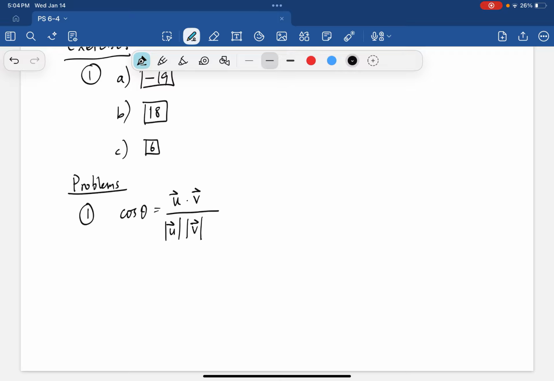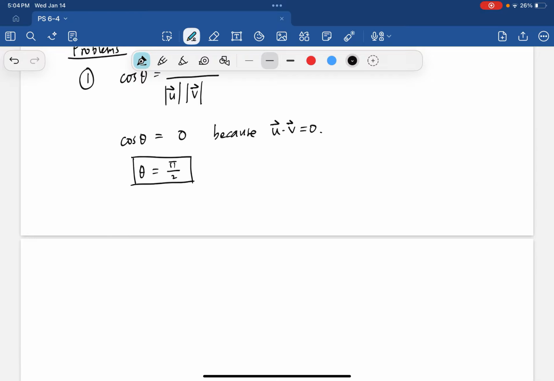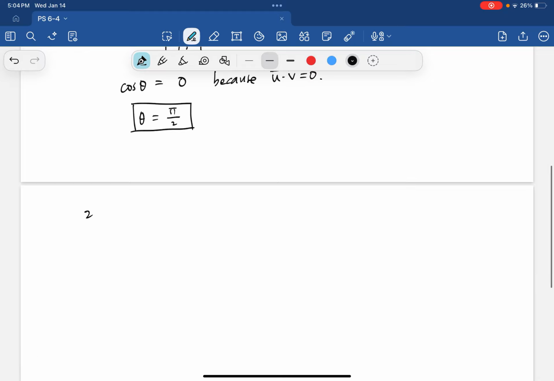So for the first one, the dot product of these two vectors is going to be negative 30 plus 30. And so that's 0. We don't even need to calculate the denominator because the numerator is just 0. So that tells us that theta is pi over 2, because cosine of pi over 2 is 0. Next one.